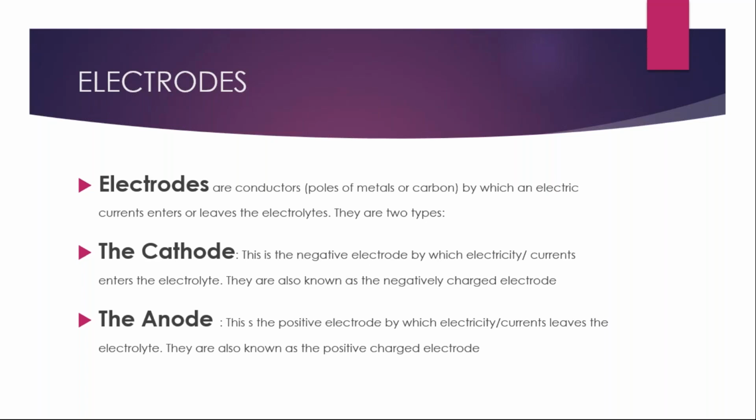As for the anode, the anode is the positive electrode by which current leaves the electrolyte. It is also known as the positively charged electrode. So those are the two types of electrodes that we have. Like I said, electrodes are conductors, whether metal or carbon, by which electric current enters or leaves the electrolyte. The cathode is a negative electrode by which current enters the electrolyte, also known as the negatively charged electrode, while the anode is the positive electrode by which current leaves the electrolyte, also known as the positively charged electrode.